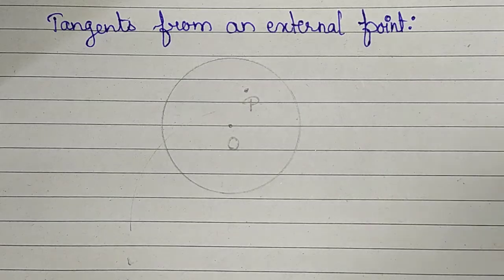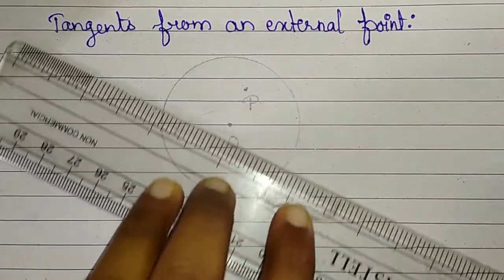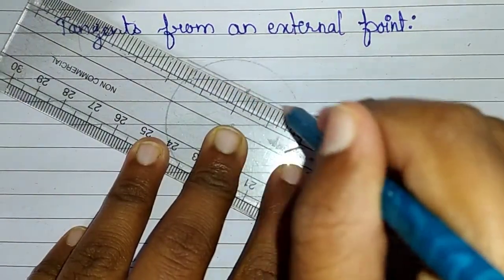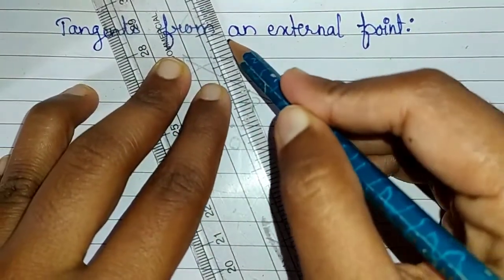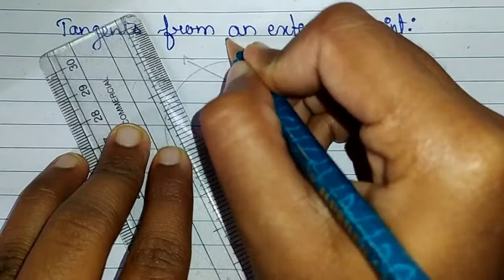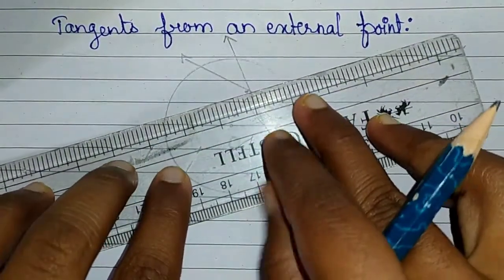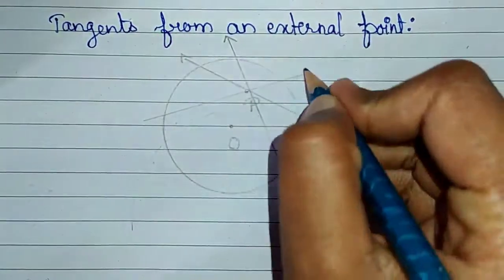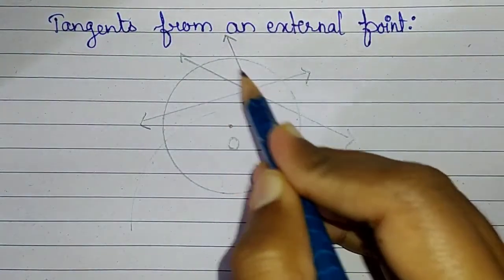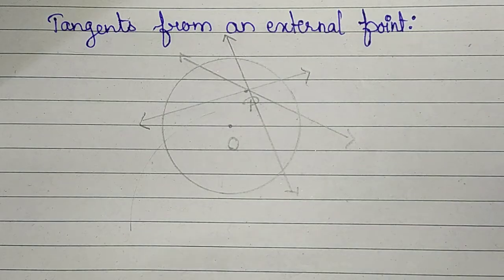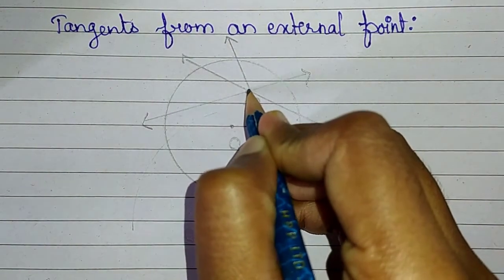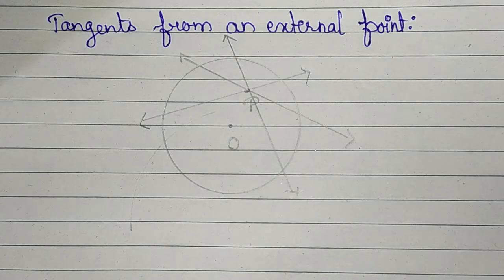Now, if we draw the tangents passing through P to this circle, then what will we get here? If we draw lines passing through P, any number of lines, you can try a number of lines. Will you get a tangent here? No, because these lines cut the circle at two distinct points. So these are not tangents, but they are known as secants. So when a point lies inside the circle, then you cannot have any tangents passing through it.